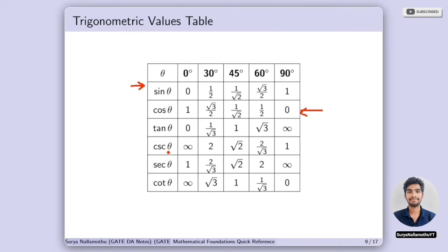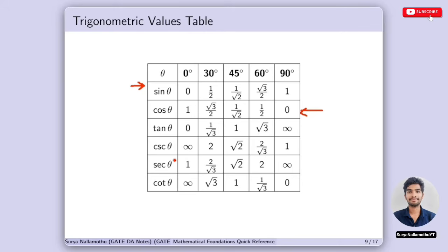Next, cosecant theta. For cosecant theta we know it is 1 by sin theta. Applying that, 1 by 0 is infinity. 1 by 1 by 2 is 2. 1 by 1 by root 2 is root 2. 1 by root 3 by 2 is 2 by root 3. 1 by 1 is 1.